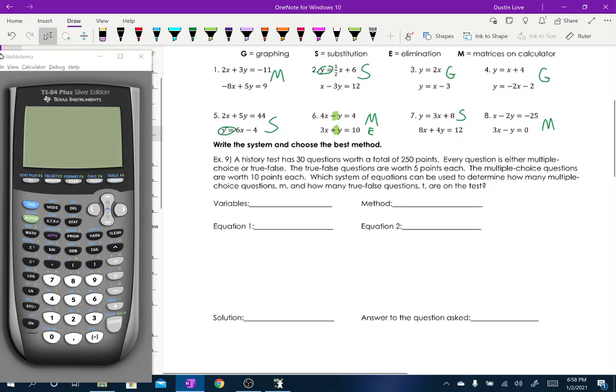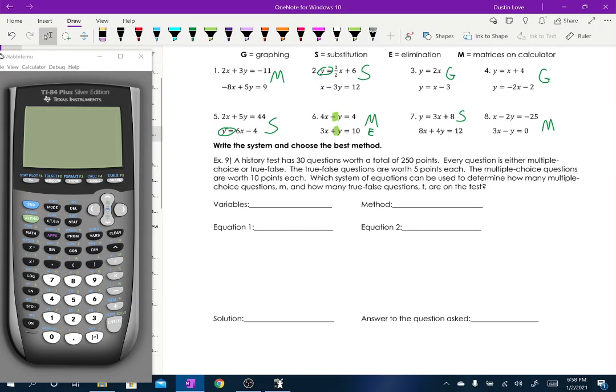Number 9. History test has 30 questions worth a total of 250 points. Okay. Every question is either multiple choice or true false. Okay, so it looks like my two different values I'm going to have here are multiple choice and true false, M and T. Okay, the true false questions are worth 5 points each. Multiple choice questions are worth 10 points each. So it looks like those are my rates.